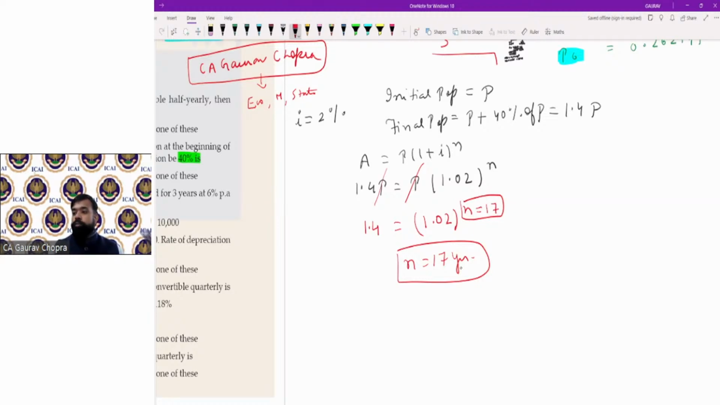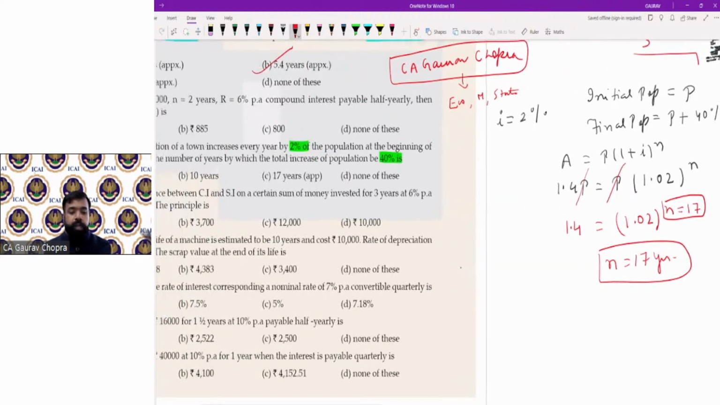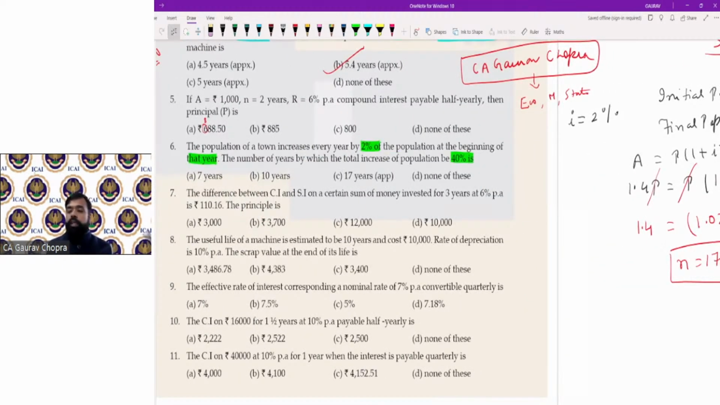Understood, everyone? Is it clear now? So Anand has got the answer. Om Gupta has also got the answer. That's great. So this was basically the sixth question.